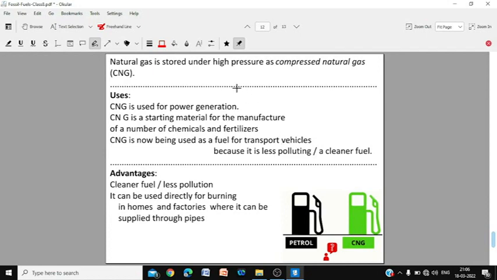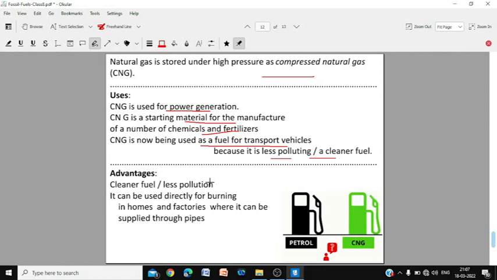Natural gas, the third fossil fuel, is stored under high pressure as compressed natural gas. That's the full form of CNG, compressed natural gas. It is used for power generation. It's a starting material for the manufacture of a number of chemicals and fertilizers. CNG is now used as a fuel for transport vehicles, that is buses, because it's less polluting and it's a cleaner fuel, causing less harm to the environment.